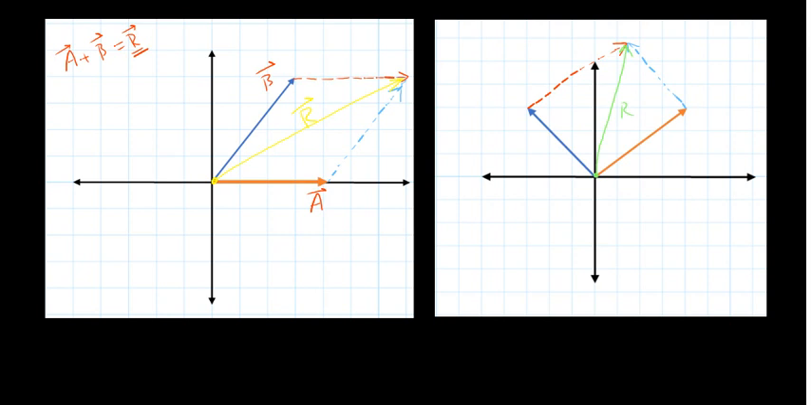Okay, this is the method of the parallelogram. The problem with it, you need to have graphing paper, you need a ruler and protractor, scale. It's not quite the way we use often.